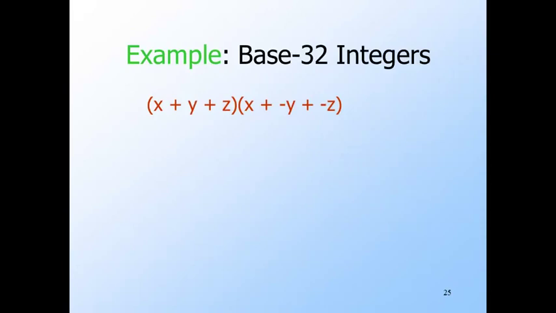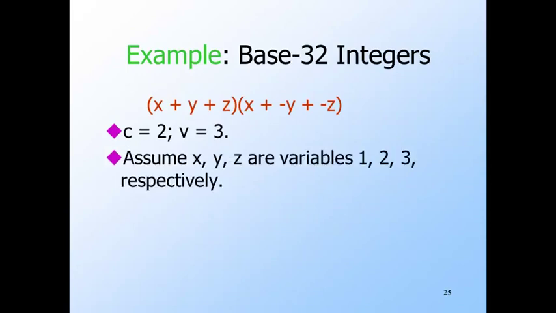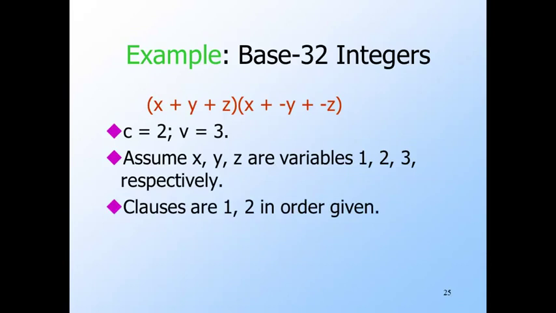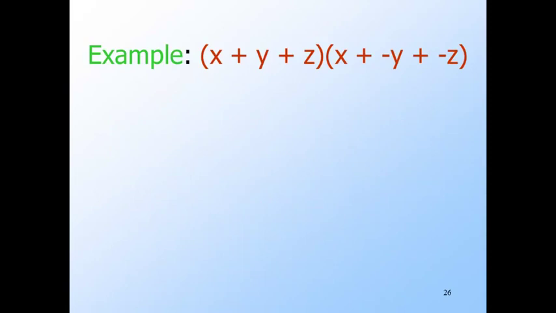So here's a tiny example. There are 2 clauses and 3 variables in this expression, so c equals 2 and v equals 3. Let's number the 3 variables x, y, and z by 1, 2, and 3 respectively, and number the clauses 1 and 2 in the order in which they appear. Let's see the base 32 integers constructed for this example.